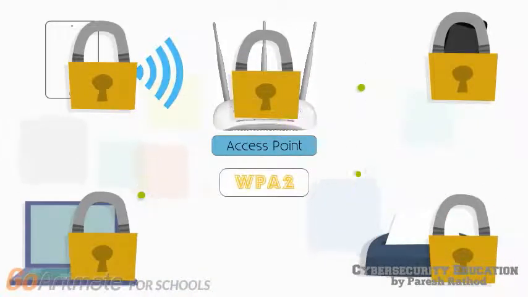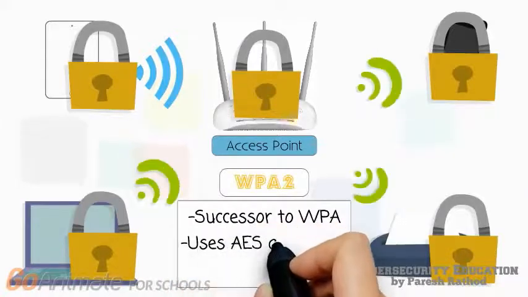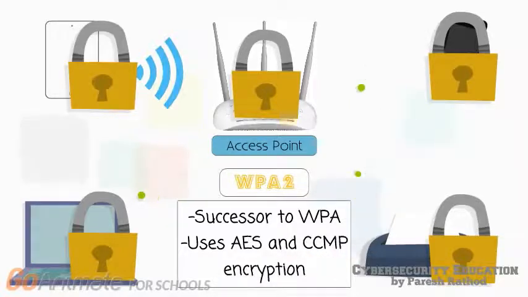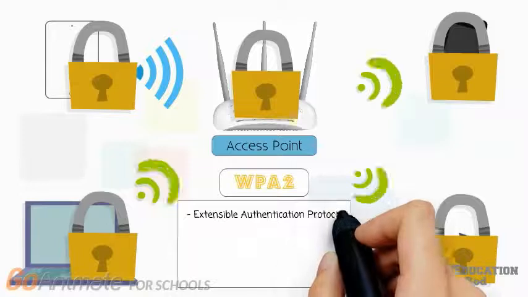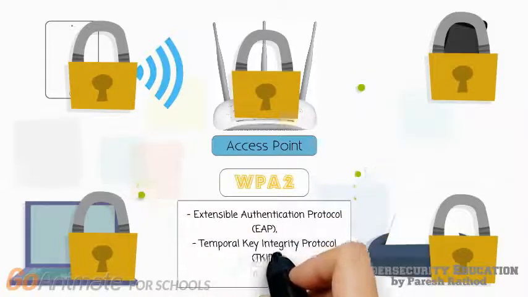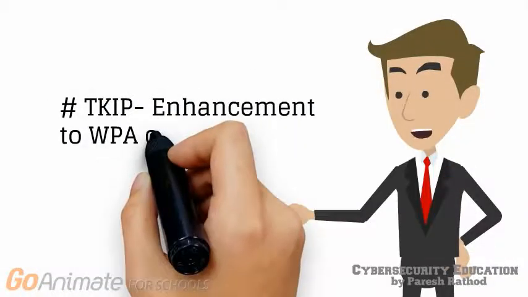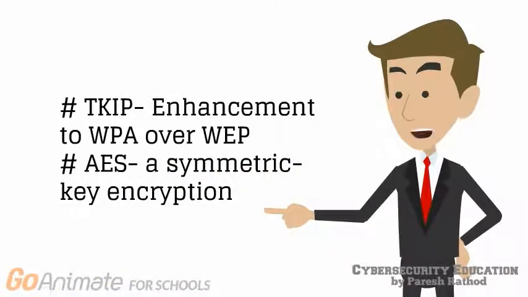WPA2 is the successor to WPA. WPA2 is much stronger and uses tougher encryption in the form of AES and Counter Mode with Cipher Block Chaining Message Authentication Code Protocol. The WPA2 standard also comes in a version that uses stronger systems such as Extensible Authentication Protocol, EAP, TKIP, and AES, with longer keys. TKIP is used as an enhancement to WPA over WEP. AES is a symmetric key encryption, used in WPA2 as a replacement for TKIP.